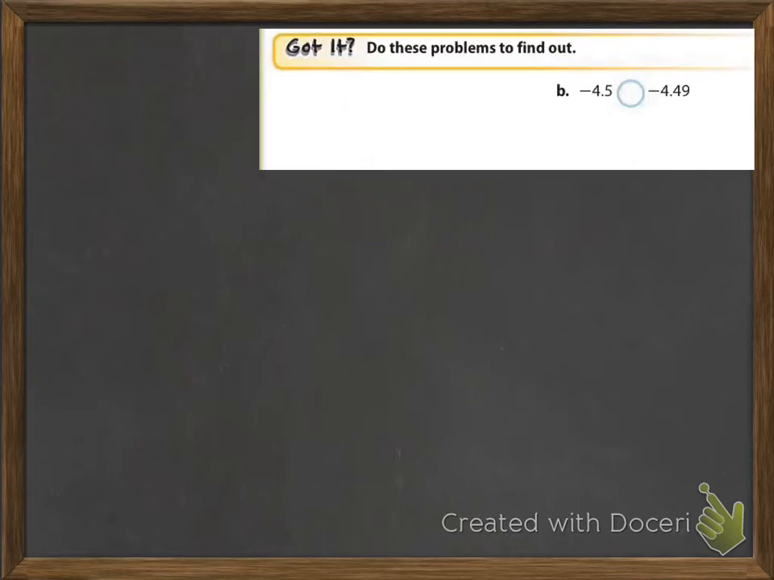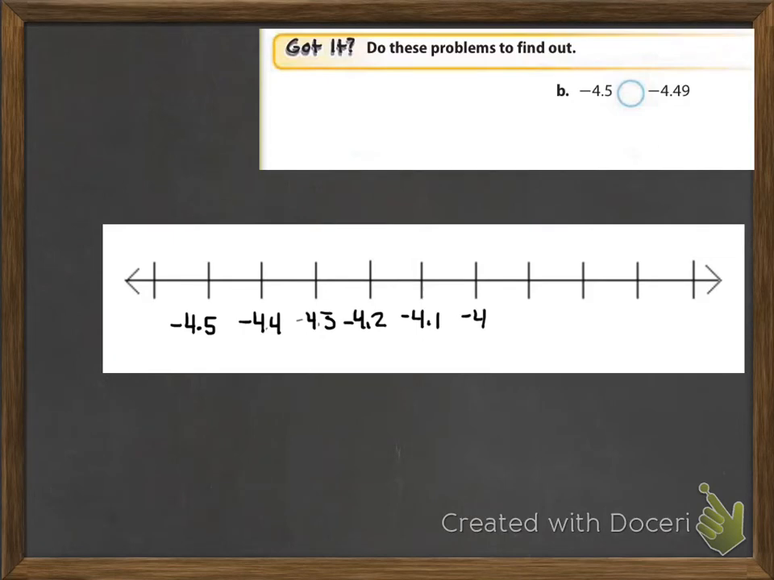Now we have negative 4.5 and negative 4.49. So now is when it would be best for you to add that number line. All right, so as you can see, I've drawn a makeshift number line here.